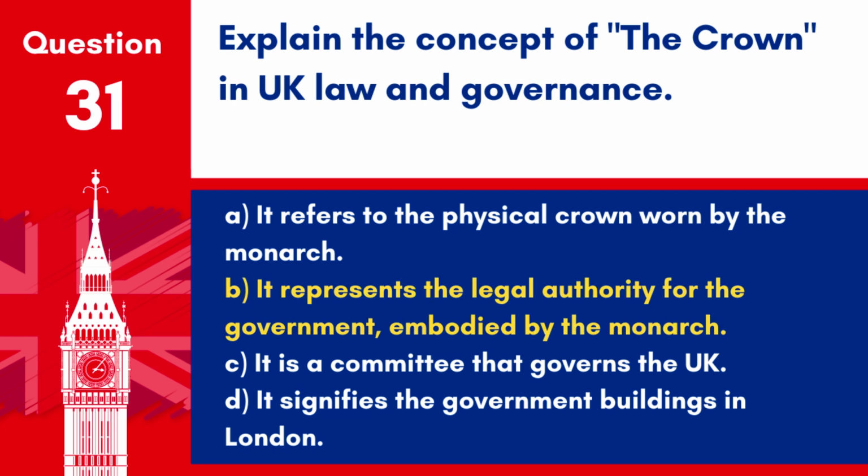Answer: B. It represents the legal authority for the government embodied by the monarch. In legal and governmental contexts, the Crown is a term used to denote the state and its sovereign powers embodied by the monarch, but extending beyond the personal figure of the king or queen.